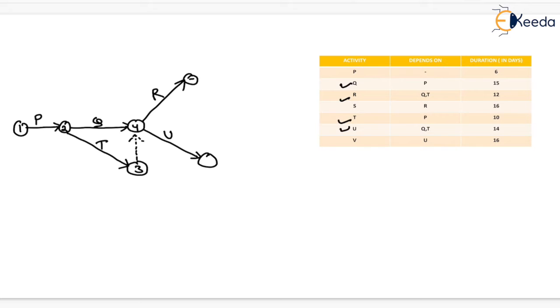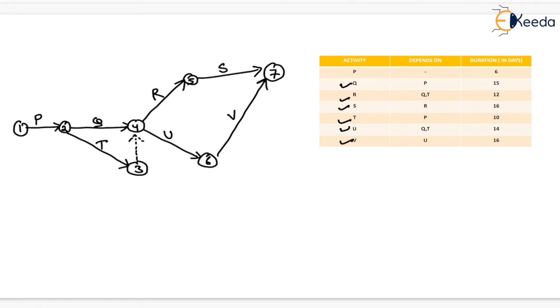This is event 5 and this is event 6. Now activity S depends on activity R, so we will mark activity S just like this, and activity V depends on activity U, so we will mark the activity V just like this, and this is the final event, that is event 7.